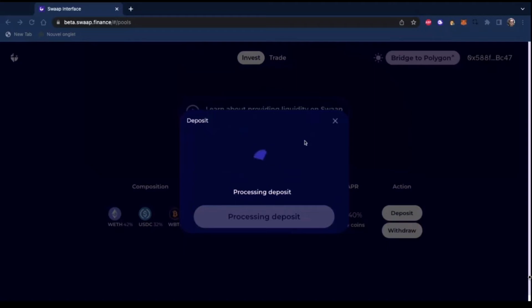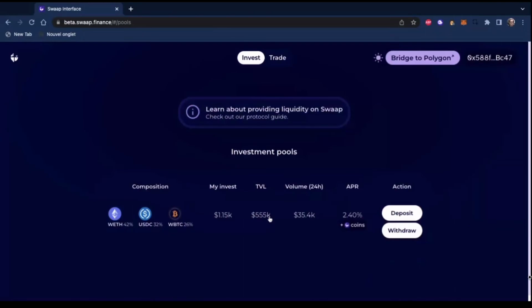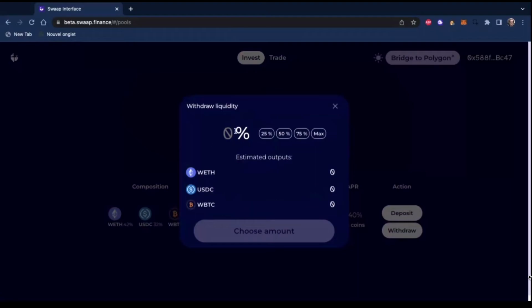So I'm confirming my transaction, and I just joined the pool. So you see my investment has been updated. I have more than what I had before. And if I want to withdraw, I can just indicate the percentage that I want to withdraw. So here, maybe I'm going to withdraw, say, 2% of my pool share.